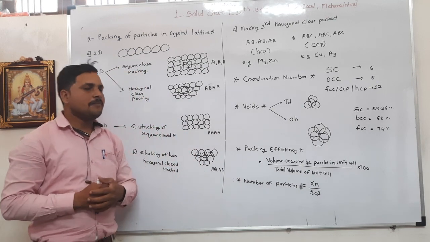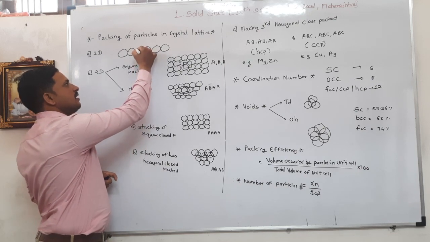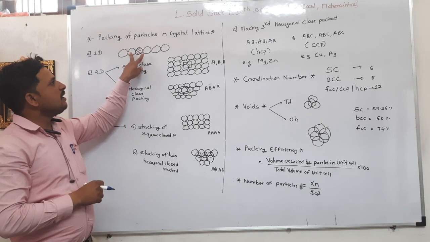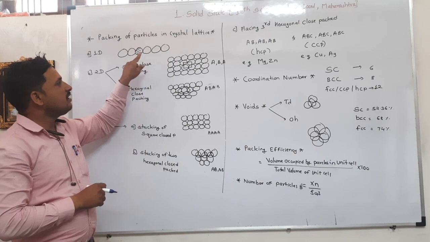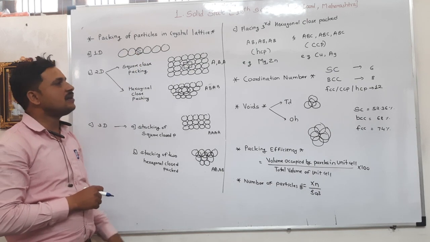Next point, what is meant by coordination number? Let us take some examples. A coordination number is the number of neighboring spheres that touch a given sphere. It is known as the coordination number.